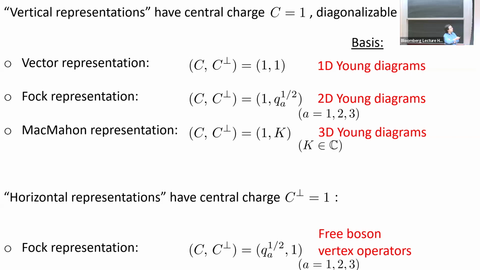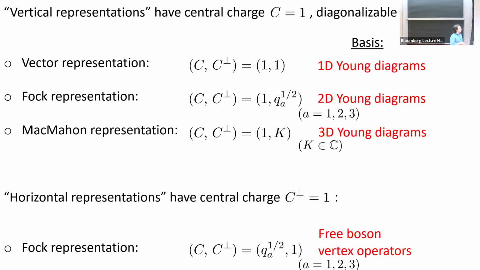Fock representations have a slightly different value of the C transverse, Q_A, where A can be 1, 2, or 3, to the 1/2. Remember, this is the parameter of the omega background. For the McMahon representation, you put a random complex number, completely generic, as the second entry. So these representations are labeled by a basis of 3D Young diagrams, plane partitions. These are 2D Young diagrams, and these are 1D Young diagrams.